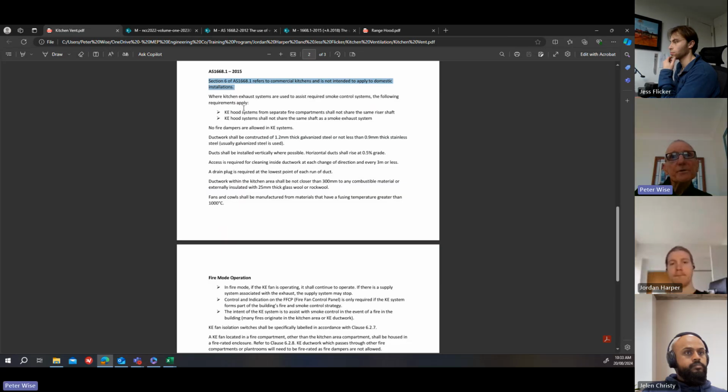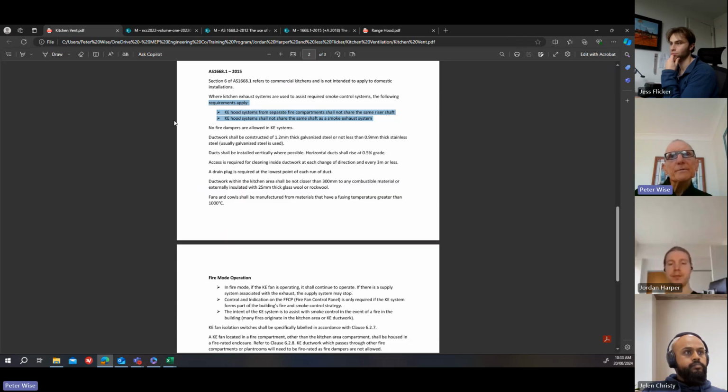Quite often, kitchen exhaust systems are used to assist required smoke control systems, and the following requirements will apply. The kitchen exhaust hood system from separate fire compartments can't share the same riser shaft. So you have to have a separate riser shaft for the kitchen exhaust if you're going up vertically through the building.